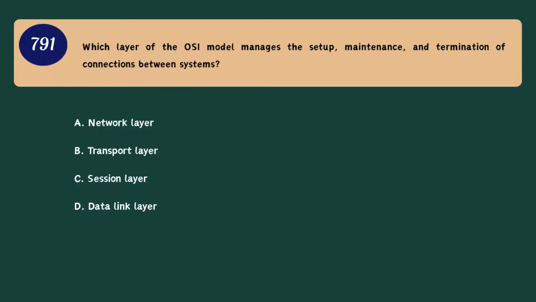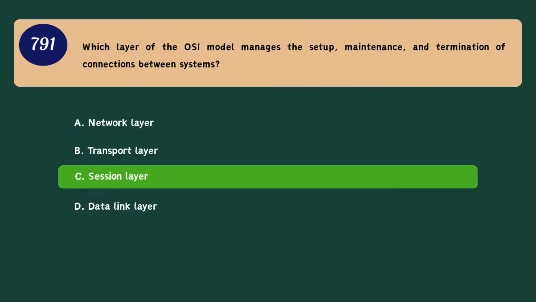Question 791. Which layer of the OSI model manages the setup, maintenance, and termination of connections between systems? A. Network layer. B. Transport layer. C. Session layer. D. Data link layer.